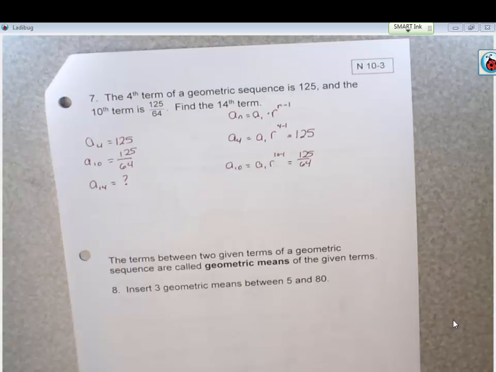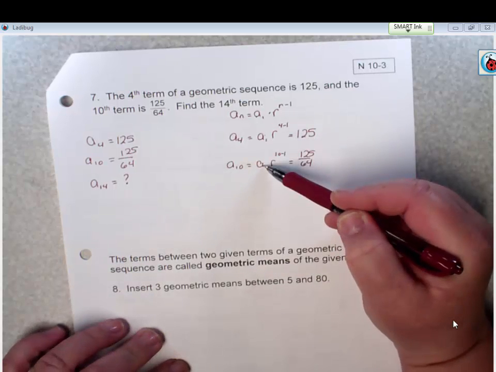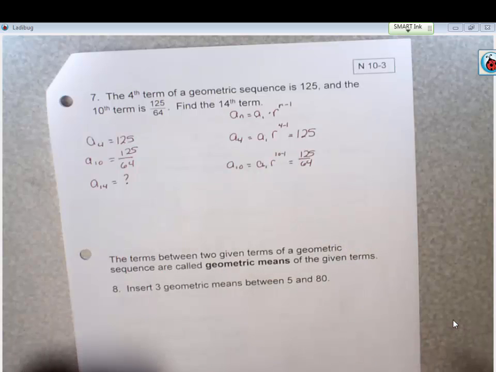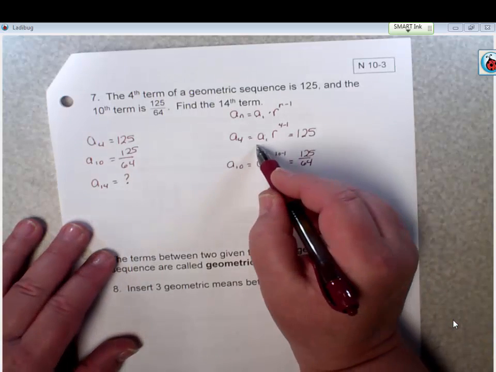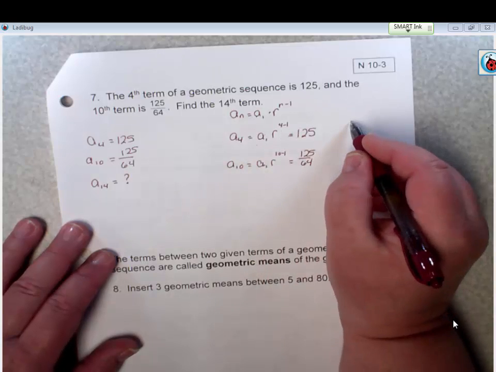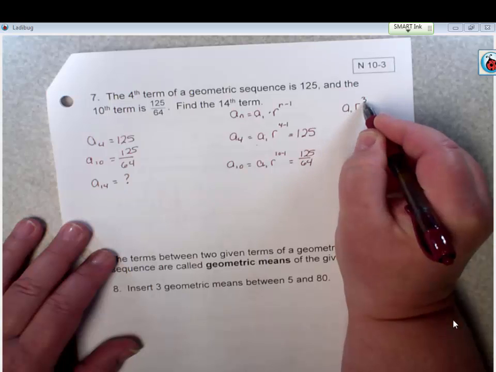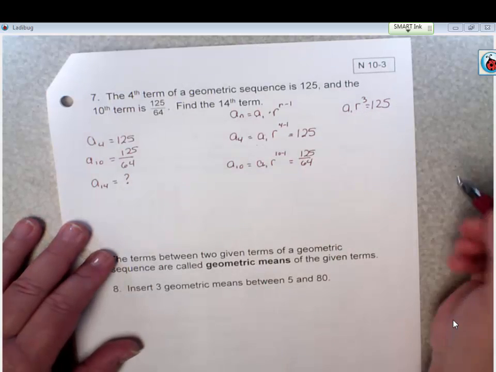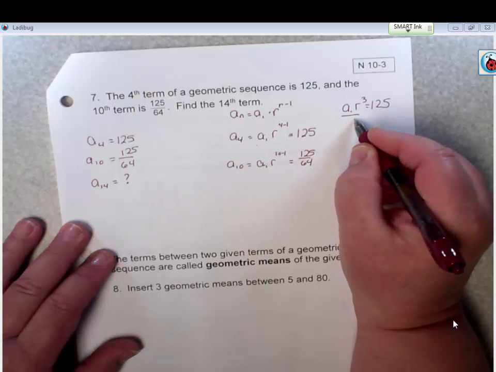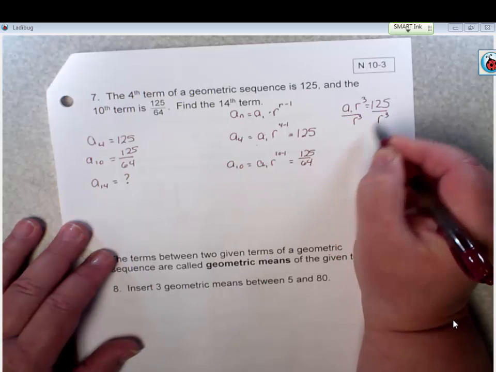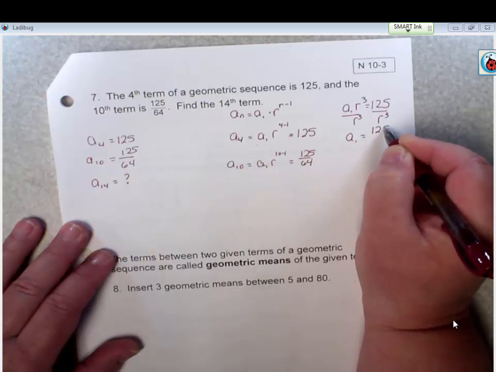Now, elimination will not be very successful on this one because we're multiplying the terms together, not adding and subtracting them. So I would like to suggest that substitution would be the way to go here. They both have a sub 1 in them, right? So if I were to solve one of these for a sub 1, let me write it simpler: a1 r to the third equals 125. If I were to solve that for a sub 1, I would need to divide by r to the third. So a sub 1 equals 125 over r to the third.